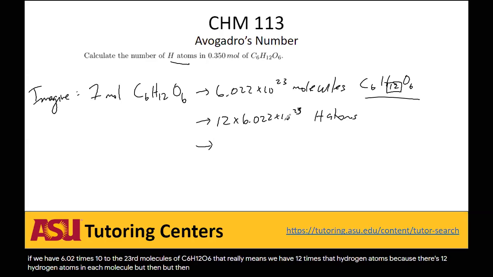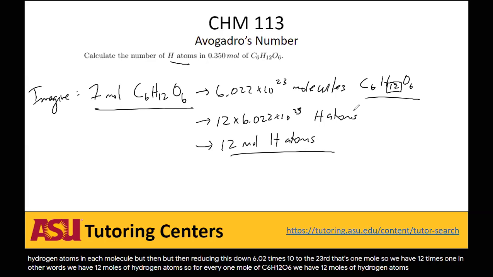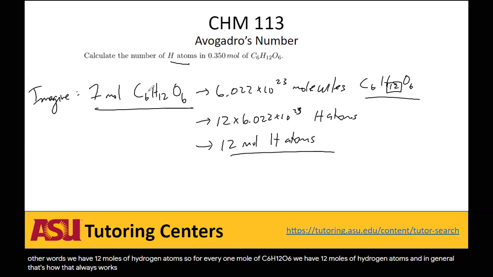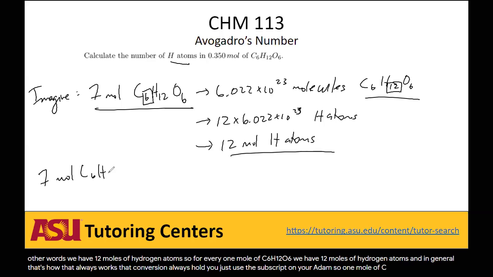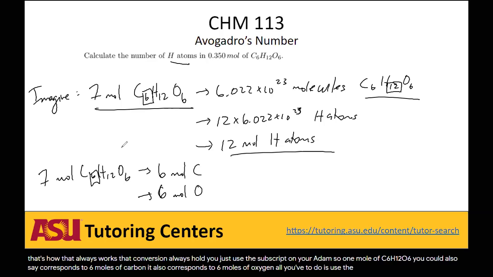But then reducing this down, 6.022 times 10 to the 23rd, that's 1 mole. So we have 12 times 1, in other words, we have 12 moles of hydrogen atoms. So for every 1 mole of C6H12O6, we have 12 moles of hydrogen atoms. And in general, that's how that always works. That conversion always holds. You just use the subscript on your atom. So 1 mole of C6H12O6, you could also say corresponds to 6 moles of carbon. It also corresponds to 6 moles of oxygen. All you have to do is use the subscript.